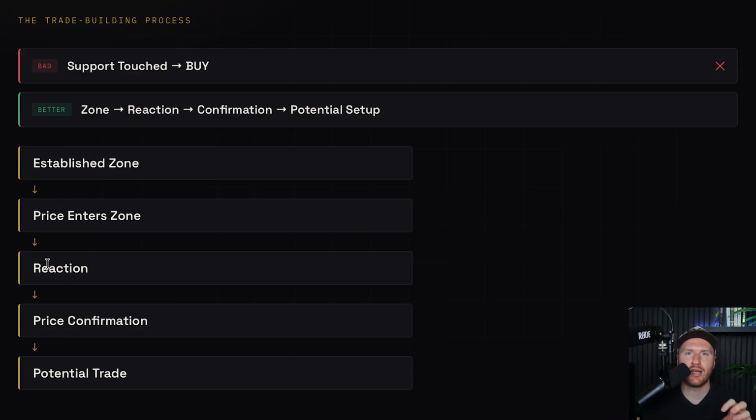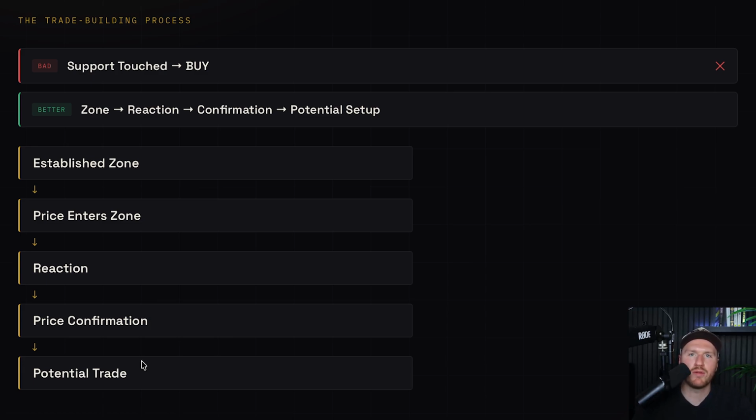So you want to see a reaction, which is number three. Are buyers actually appearing? Is price reacting to the lower prices? Is selling slowing? So you want to see how the price is now reacting to that historical support. And number four is confirmation. So now that the buyers have shown up at the support, you want to see them actually push the price higher.